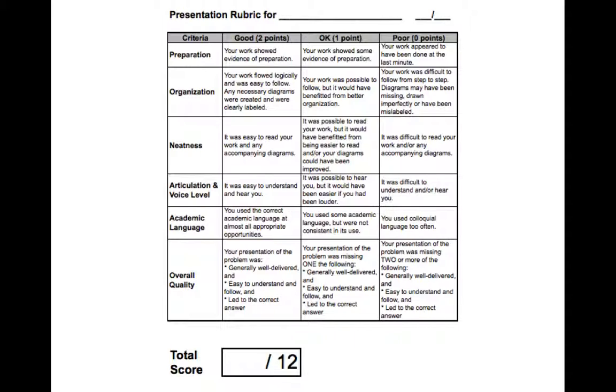I'll just circle whether you did a good job for 2 points, an okay job for 1 point, or 0 points for doing a bad job. And so it's out of a total of 12 points. And I'll give you one of these every time you go up to the board to present.